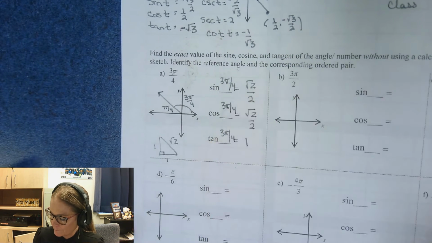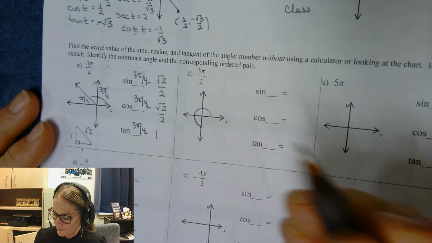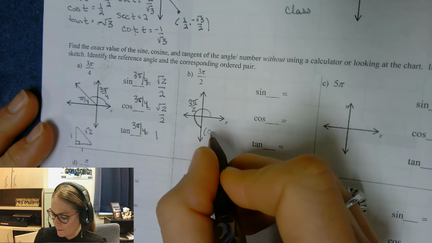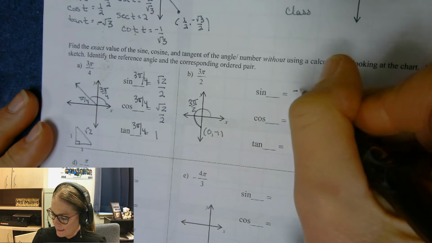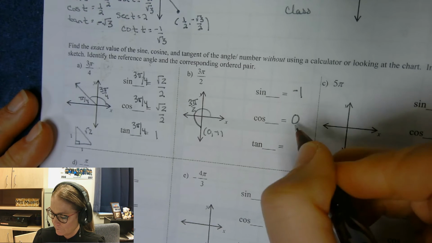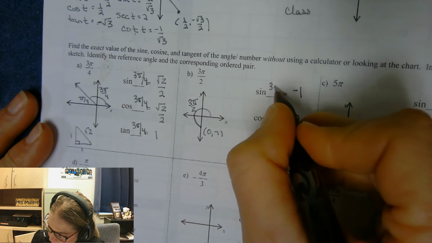Okay, next one, 3 pi over 2. That's on the y-axis right there. So that's 3 pi over 2. Let's write that ordered pair. That's 0, -1. Sine is y, cosine is x, and tangent is -1 over 0, which is undefined. Okay, that one's easy.